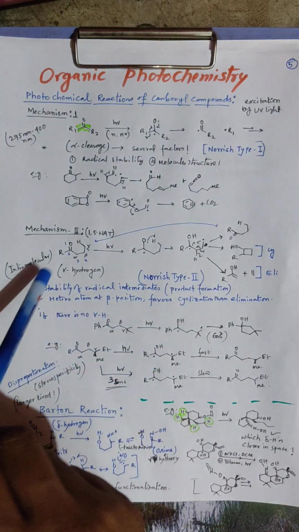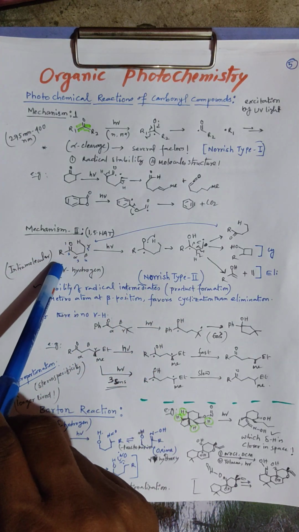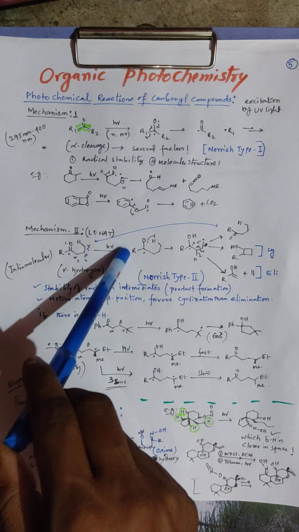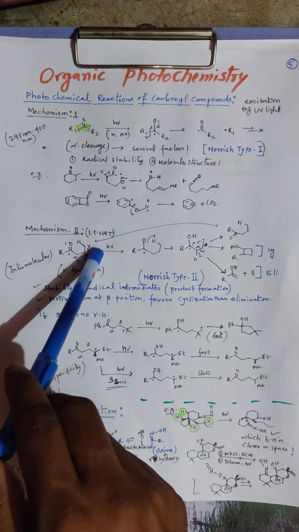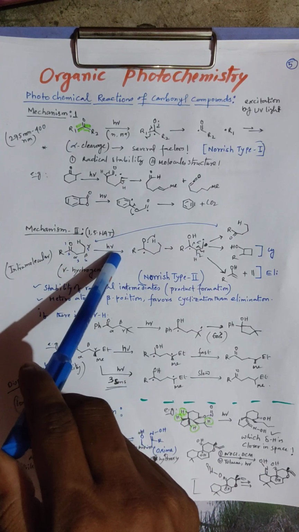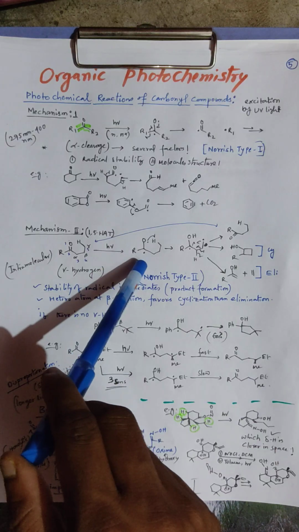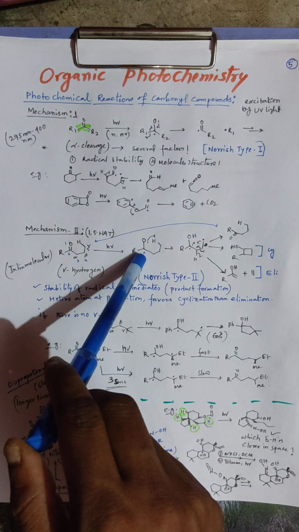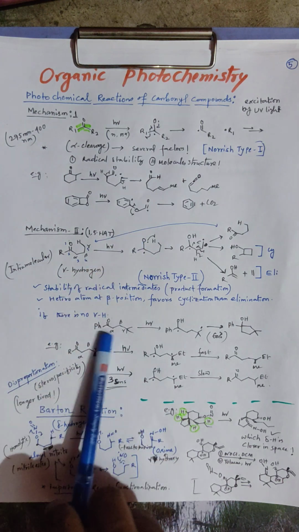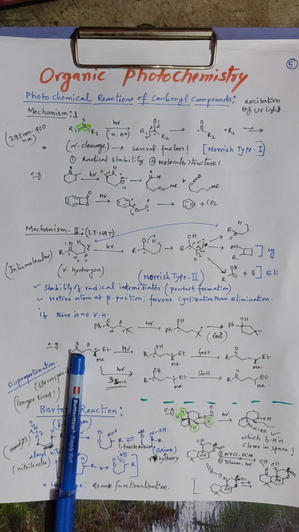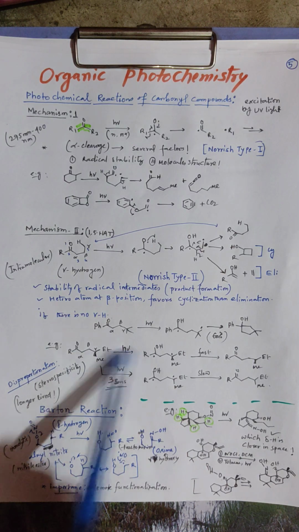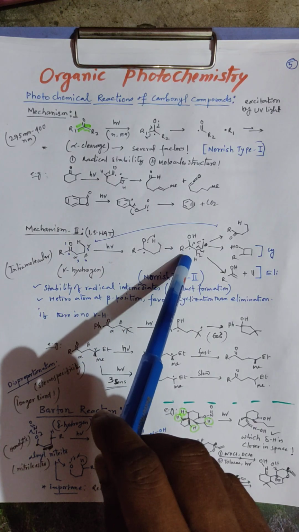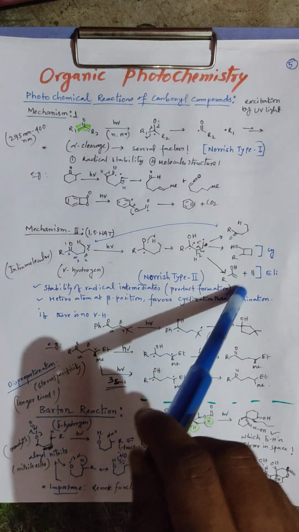Now coming to mechanism 2, where we will see the Norrish Type II or Type II fragmentation. Here this is the carbonyl compound that must possess a gamma hydrogen. In that case, if it absorbs the UV light, this excitation gives the biradical species of the carbonyl. Further, this oxygen radical abstracts the proton from the gamma position, producing another biradical intermediate.